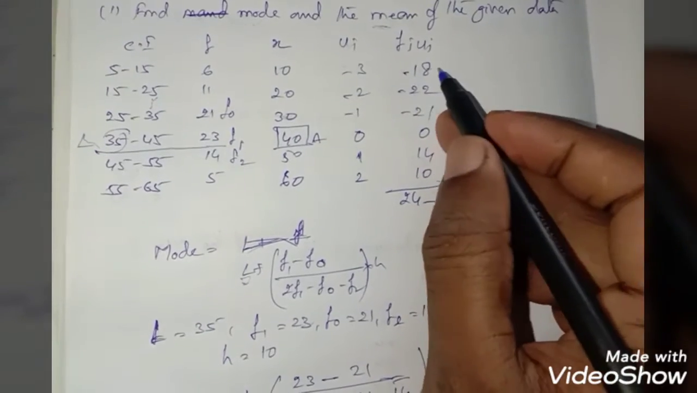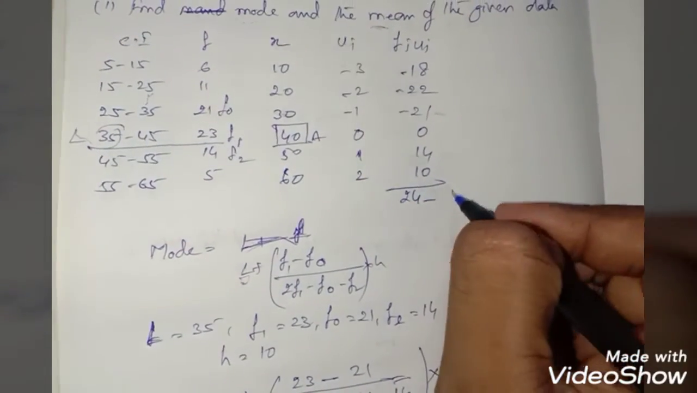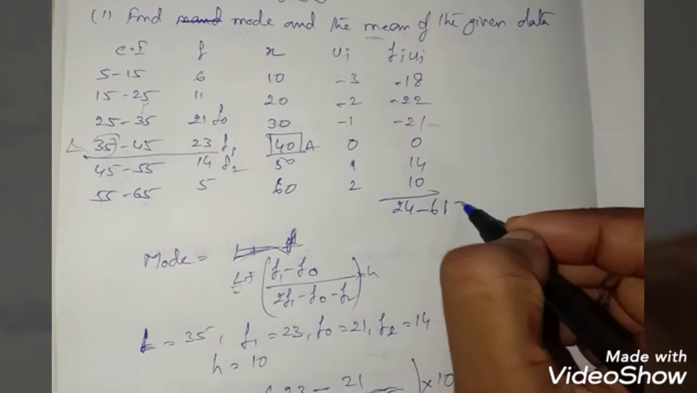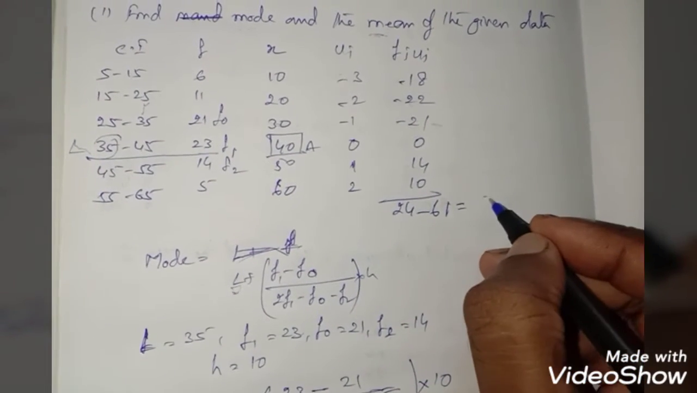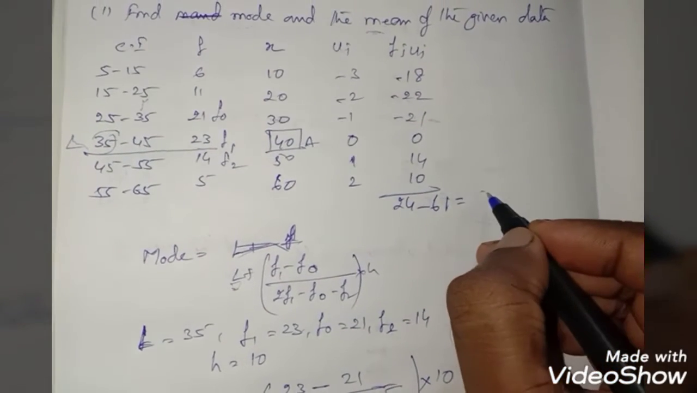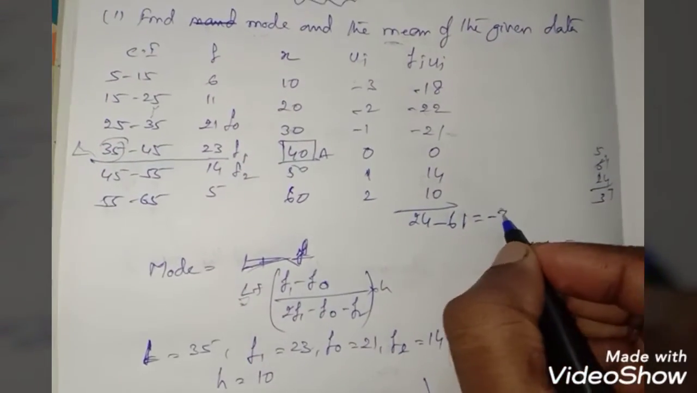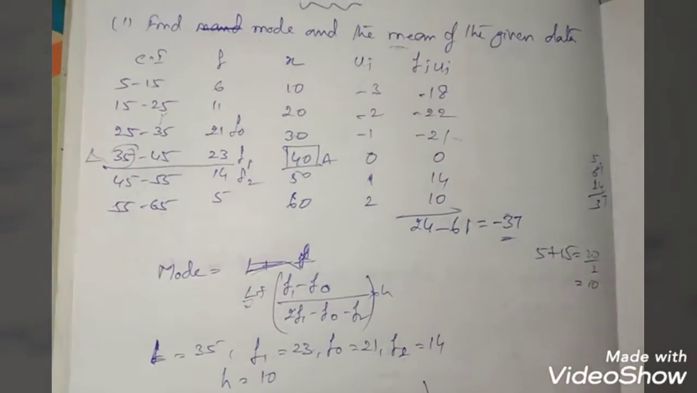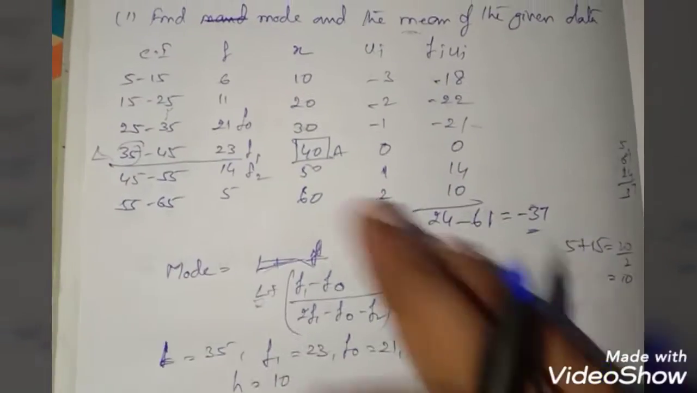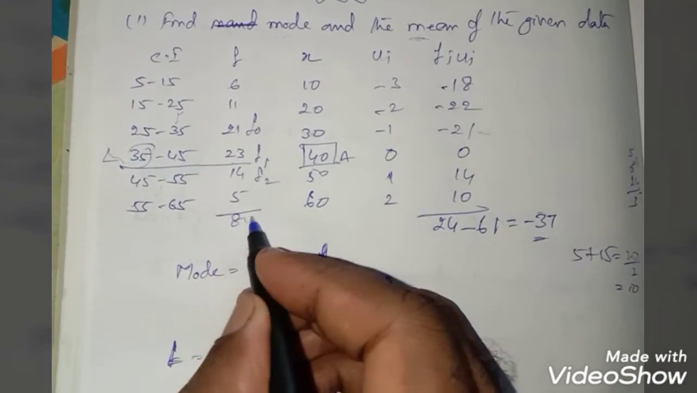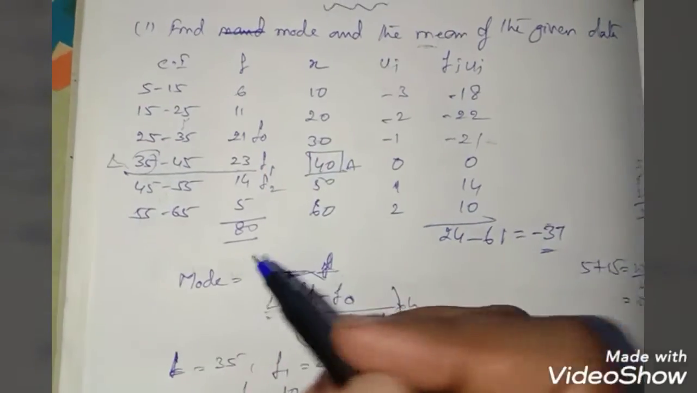Next add all these minus terms: 10, 11, next here 2, 2, 4, 5, 6, means 61. Now if I subtract this, you will get minus 37. So like this you got a value of summation fiui, and the total frequency is 80, right, if I add all this.